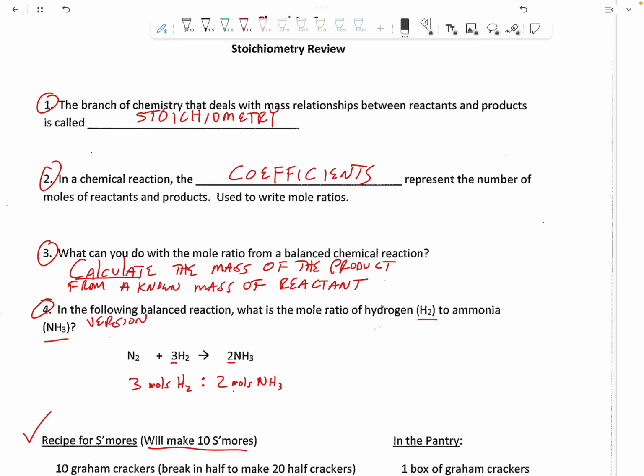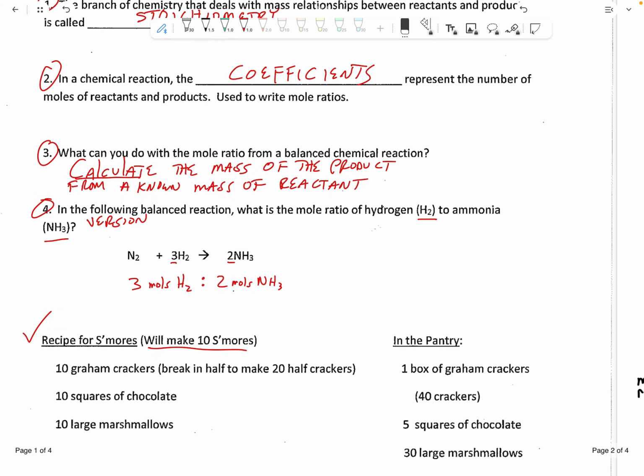Now, these are all questions that are going to show up on your test tomorrow. Here's an example, a version of what's probably going to happen in your test tomorrow. Same kind of idea, but different equation. In the following balanced equation, what is the mole ratio of hydrogen to ammonia? So you look at the coefficients in the balanced equation, and you can see there are 3 moles of hydrogen to 2 moles of ammonia.